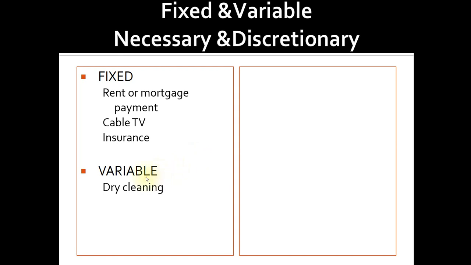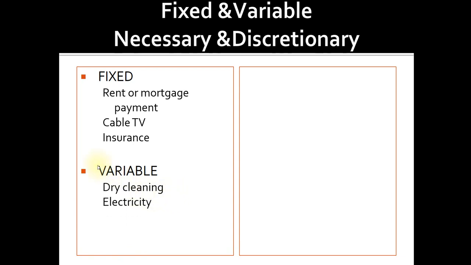So this could be something like dry cleaning. So some individuals may wear suits regularly and some may not. And if you're one of those that do not wear suits regularly, you may not need to go to the dry cleaners as much. So this expense is considered variable.